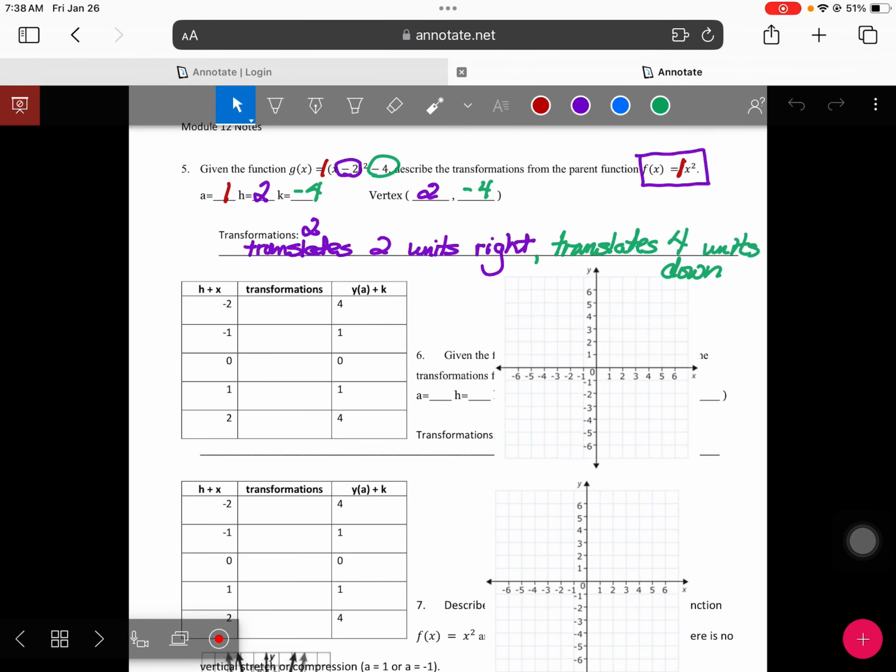So we said that 2 meant it translates 2 units to the right. The -4 says it translates 4 units down.